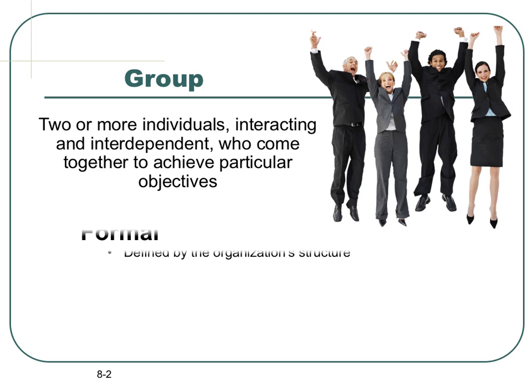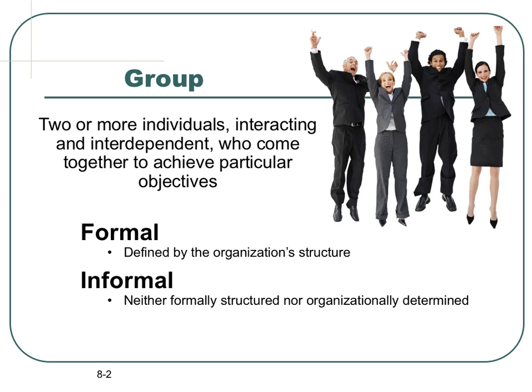There are two types of groups. One is called the formal group and the other is called the informal group. Formal groups are the structures that are defined by the organization, and informal groups are neither formally structured nor organizationally determined. It means they have free rein, and no structure is given.